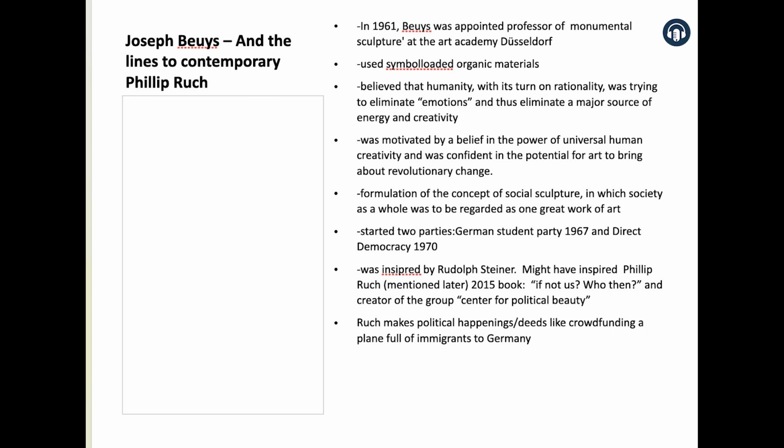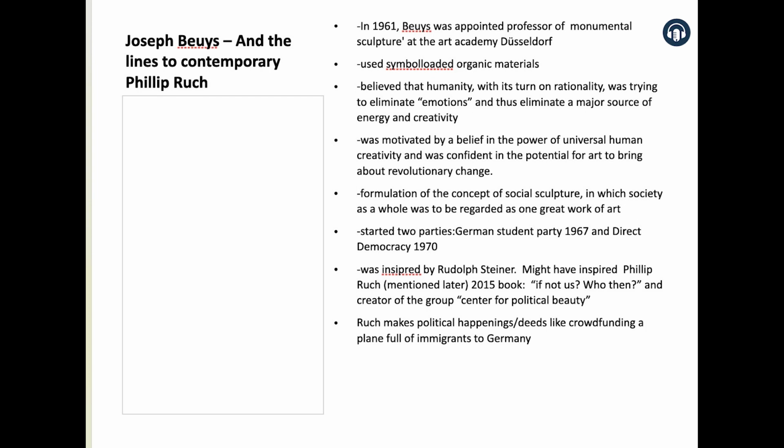He was motivated by the belief in the power of universal human creativity and was confident in the potential of art to bring about revolutionary change. His formulation of the concept of social sculpture, in which society as a whole was to be regarded as one great work of art, started two parties, the German Student Party in 1967 and Direct Democracy in 1970, and was inspired by Rudolf Steiner. He might have inspired Philipp Ruch, mentioned later, author of the 2015 book If Not Us, Who Then, and creator of the group Center for Political Beauty.